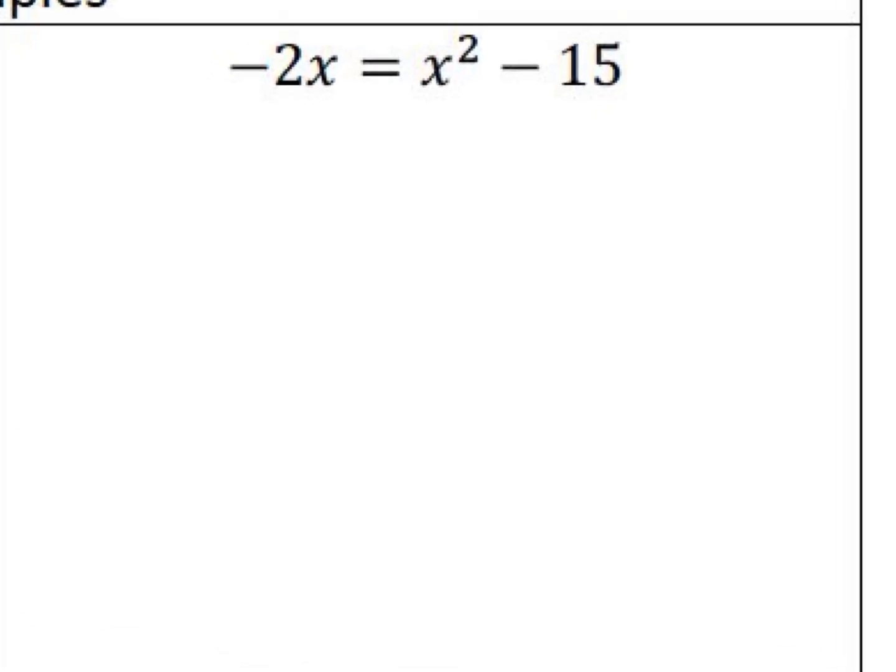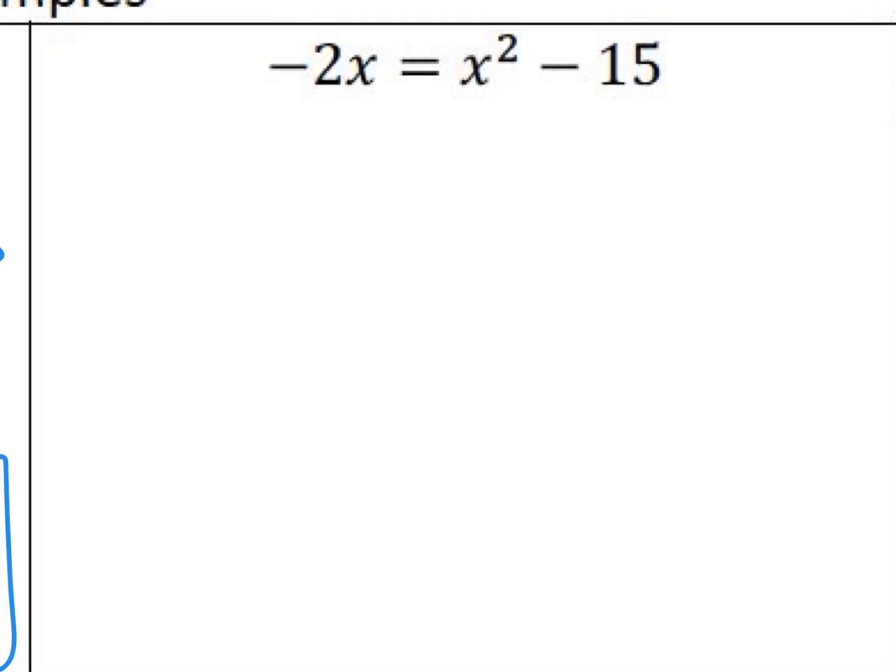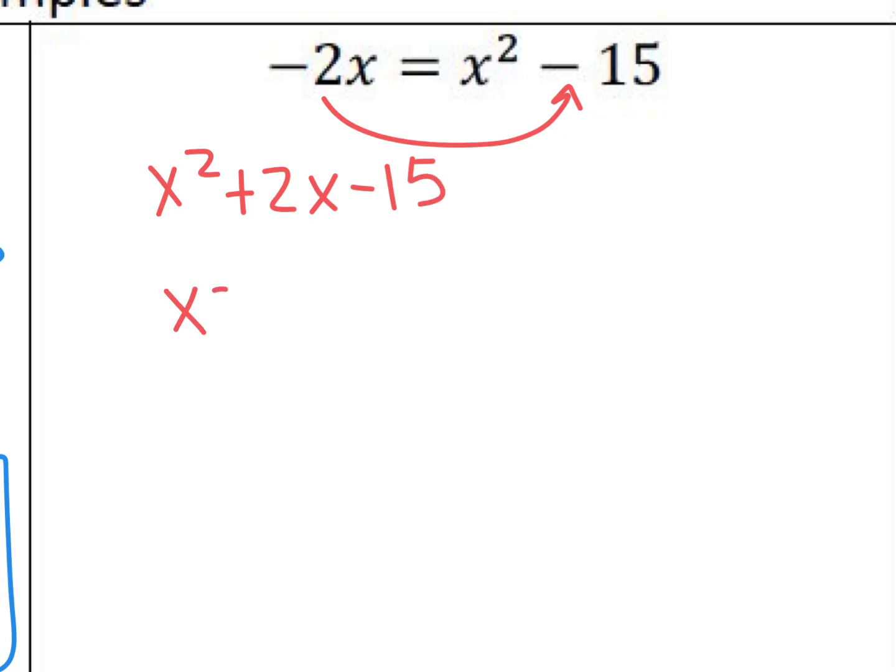Let's try this one. What do we need to do first? In order to graph it, what do we need to do? Yeah, we're going to add the 2x. Very nice. So now I have x squared plus 2x minus 15. Put that in your Desmos. And let's get our roots, our zeros, our x-intercepts, our solutions. So we got x equals -5 and x equals +3.